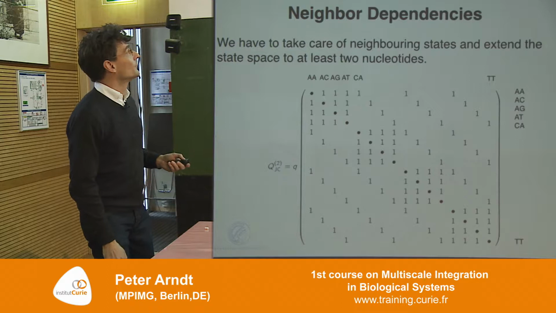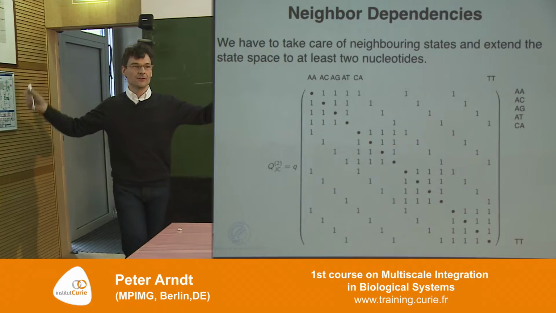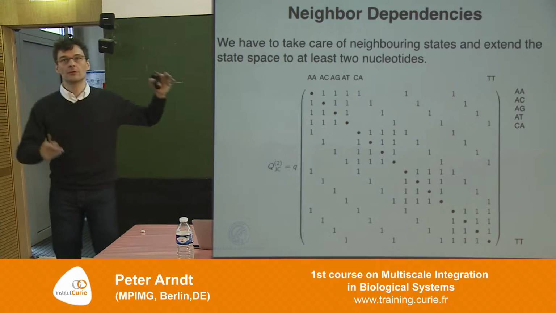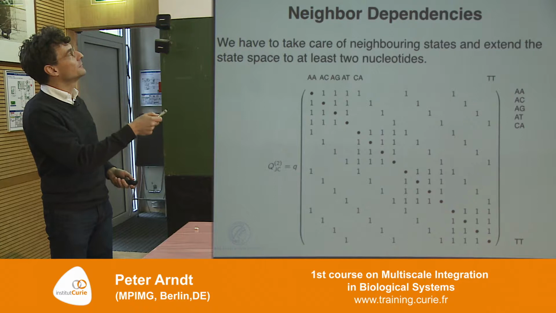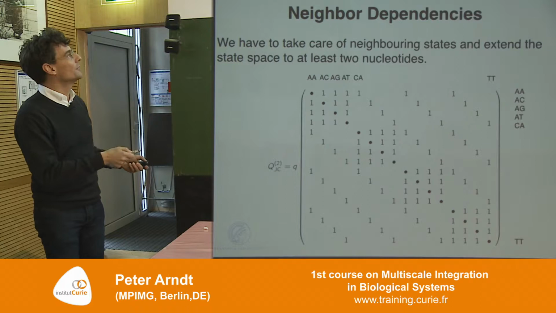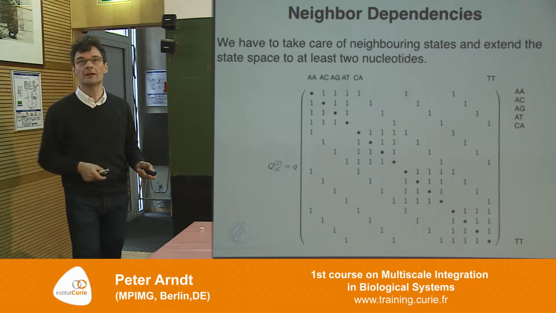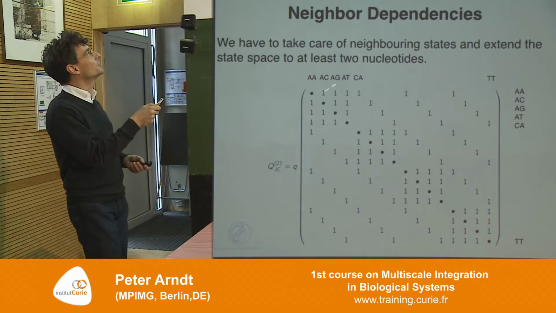In this case, you have to enlarge your state space. You cannot just consider a 4x4 matrix, but you have to consider two nucleotides together. So you have to consider now a 16x16 matrix, which has entries from AA, AC, AG to TT. And the matrix looks a little more complicated because these are all the processes which just exchange one nucleotide. So you just want to allow one-nucleotide exchanges, not two of them changing.